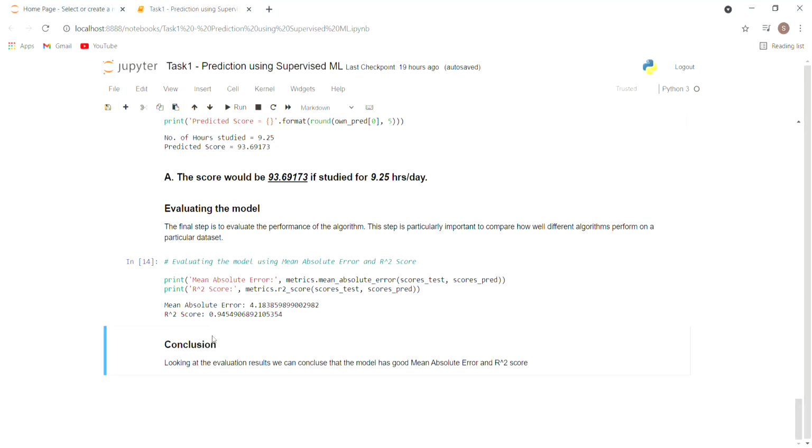So with these metrics, we can conclude that we have a good model that is predicting our scores.